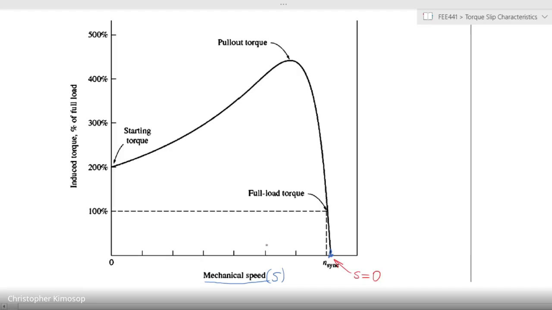So at this point, we have slip being equal to 0. So the difference between the two is 0. And correspondingly, we note that the value of induced torque is at 0. Okay? So slip is at 0, speed is equal to synchronous speed, and the induced torque is 0. It has dropped down to 0. Okay? The second element that we would want to look at is this section.